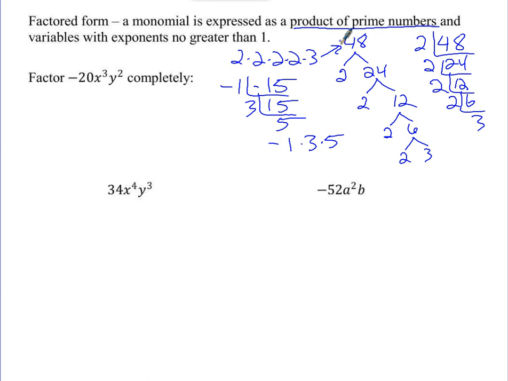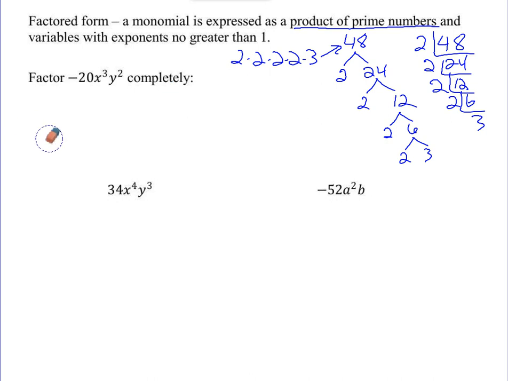So if this was actually negative 48 up here, before I did this, I would split that negative 1 out, and then I'd have negative 1 times 48, and then I could continue with the tree or with the cake. Okay? Now that comes up because right away, the first example that we have is factor negative 20x to the third y squared completely. So I need to erase some of this stuff to make more room. Let me go ahead and do that.